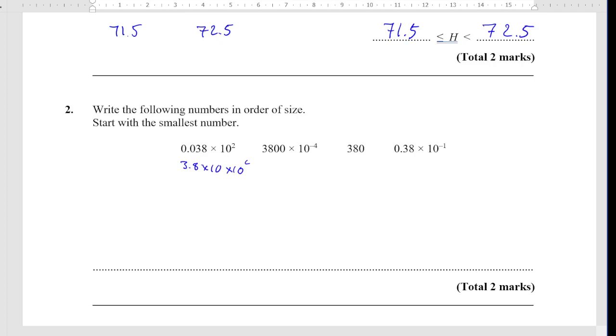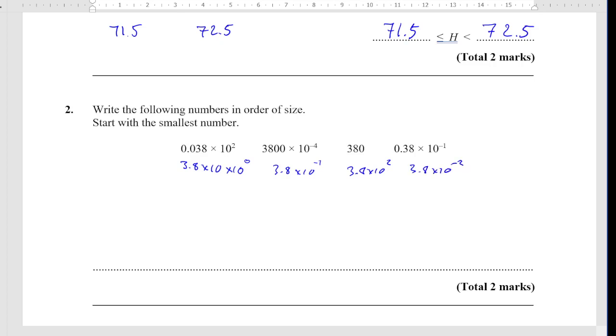It wouldn't, I'd be taking 2 off, so that would actually be to the 0. Yeah. This one would be 3.8 times 10 to the, and I'm moving it 3 places, so that would be minus 1. This would be 3.8 times 10 to the 2, and this would be to the minus 1. That would be 3.8 times 10 to the minus 2.